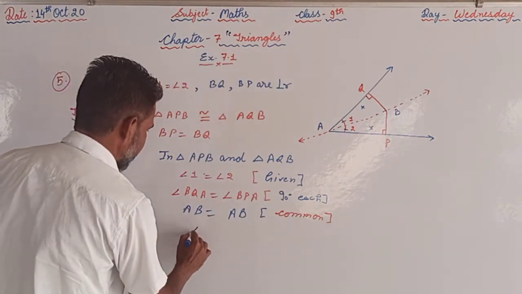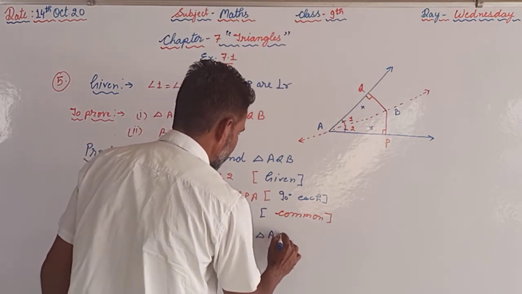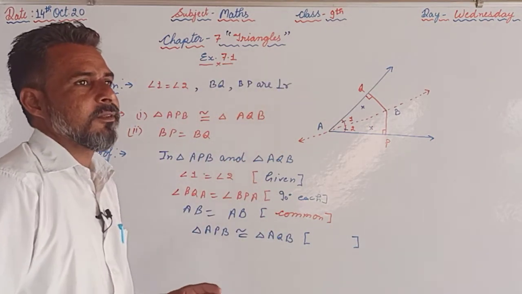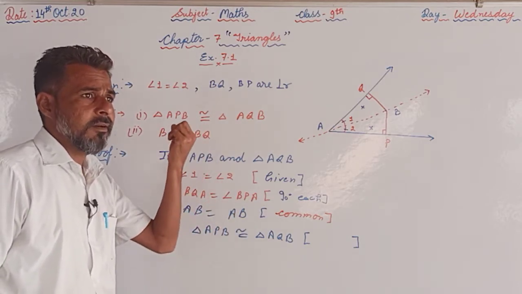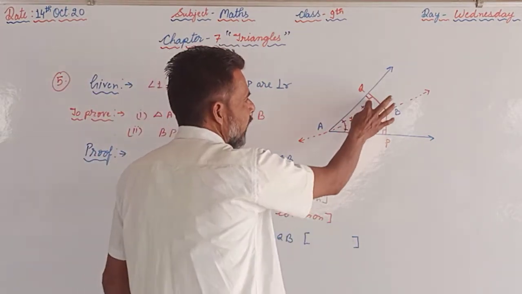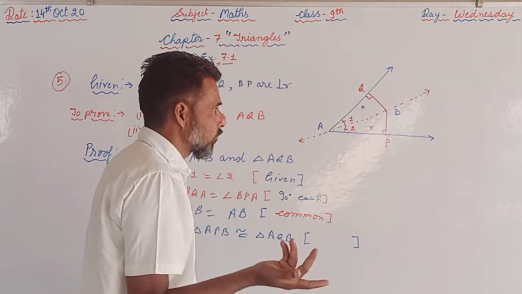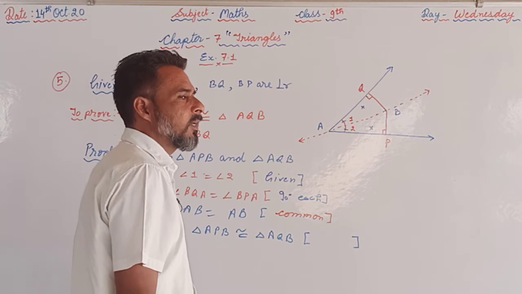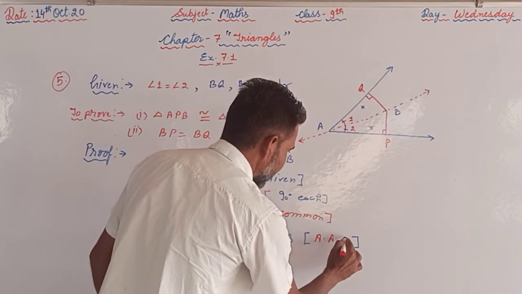Then we can say the triangle APB is congruent to triangle AQB by which criteria? As I told you many times, whenever we are supposed to show the triangles congruent, we are supposed to mention the criteria used. So which criteria are we using? RHS? Why? Right angle, hypotenuse and side. So side is not there, RHS we cannot use. What we are using? Angle, angle, side. Two angles are equal and one non-included side is also equal. So the criteria is angle, angle, side.